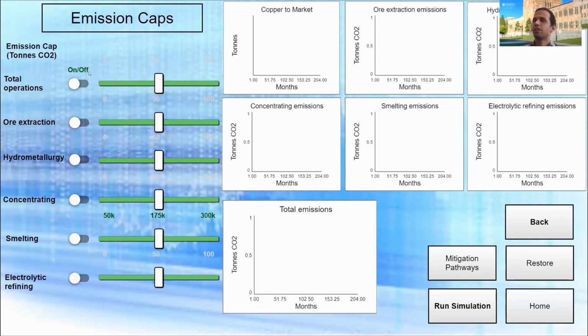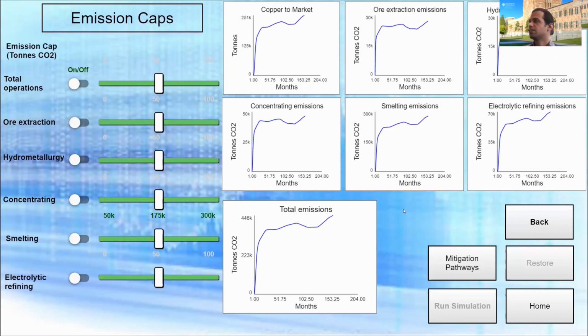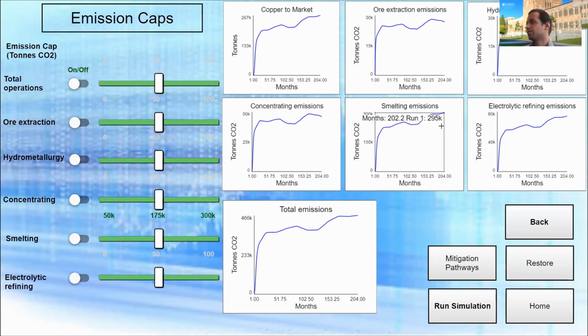So here, by this on and off, we can have a cap, whether we want to have a cap on total emission or each stage of operation, or we can change these emission caps at different stages of the operation. So let's run the model once, and now let's, for example, have a look at smelting, which in this example is the most energy intensive, emission intensive part of the operation. So currently, the highest is about 290K tons of CO2. Let's have a cap of 250, for example, for smelting.